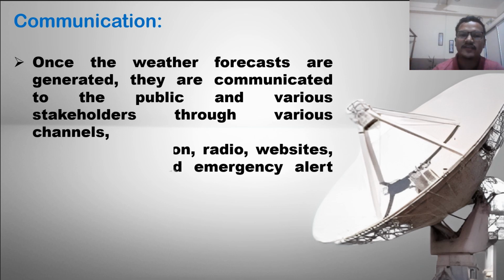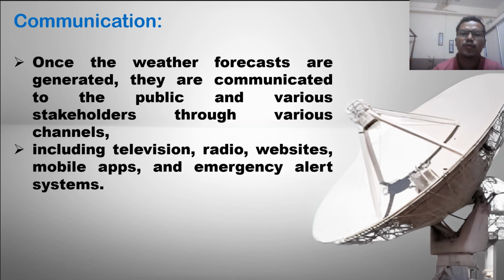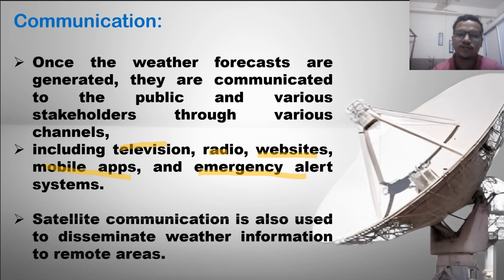Once the weather forecasts are generated, they are communicated to the public and various stakeholders through various channels, including television, radio, websites, mobile apps which we see in our mobile, and emergency alert systems which we have all known from our government, during tsunamis, hurricanes and cyclones. And satellite communication is also used to disseminate weather information even to remote areas, because the satellite is on top.